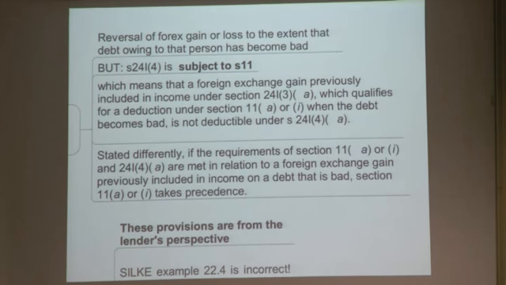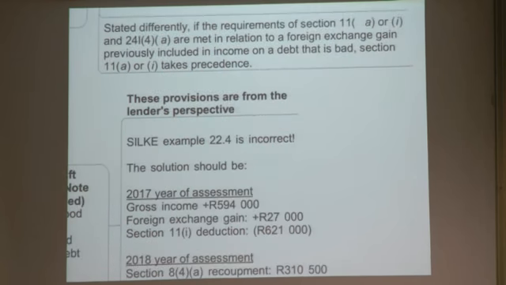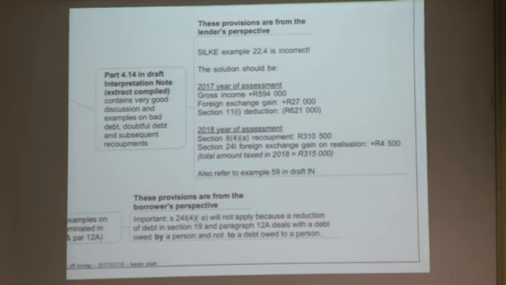Stated differently, if the requirements of 11A or I and 24I4 are met in relation to a foreign exchange gain previously included, section 11A or I takes precedence. Now, unfortunately for you, I always ask for reference to legislation. So I'm not interested in just seeing it's plus 10,000. I want to know which section you are applying. Not just gut tax calculations. You need to know the detailed rules.